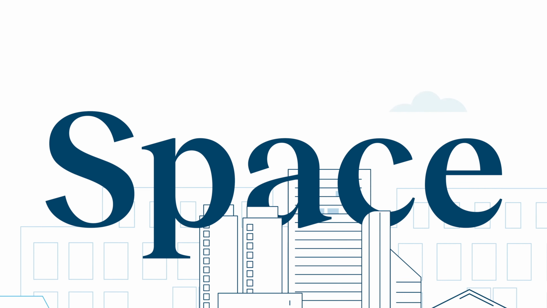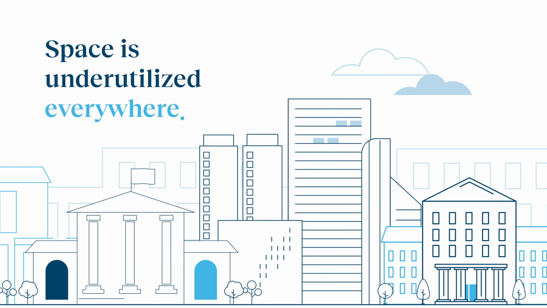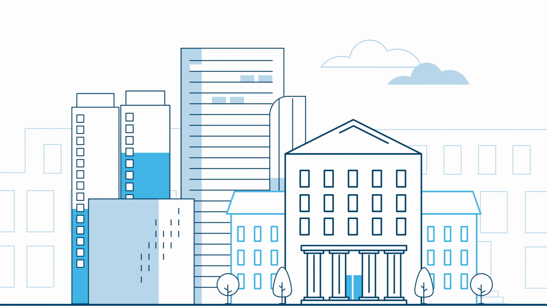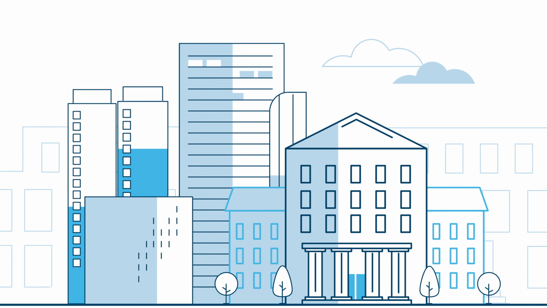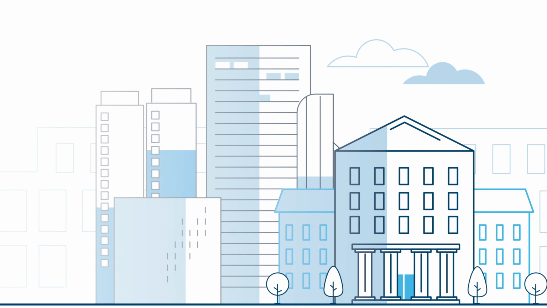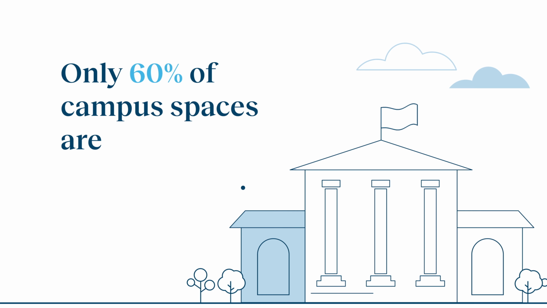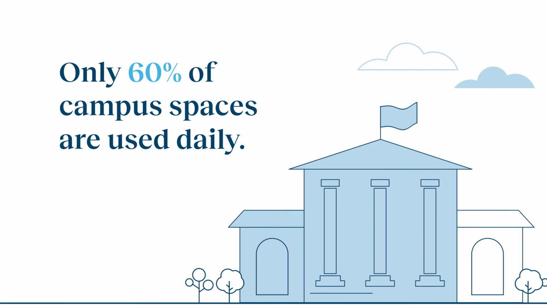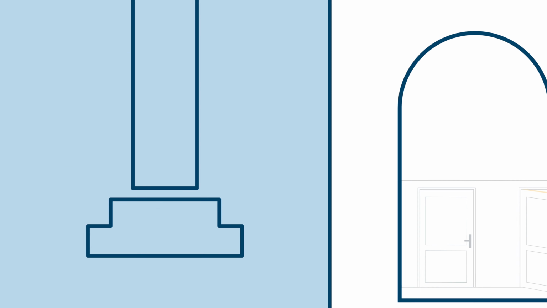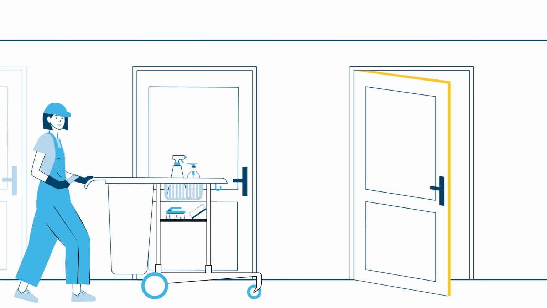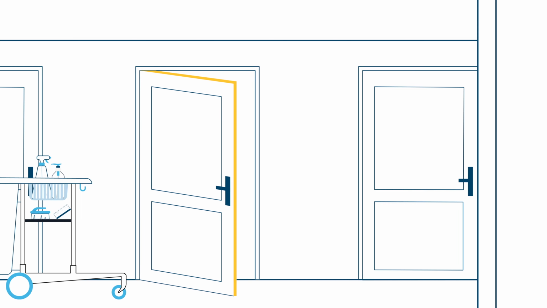In almost every building, space is underutilized. Offices, academic buildings, and other facilities rarely see 100% occupancy of space each day. For example, only 60% of university campus spaces are used daily on average. Yet, many organizations still schedule cleaning staff based on the assumption that all the space is used at 100% capacity.